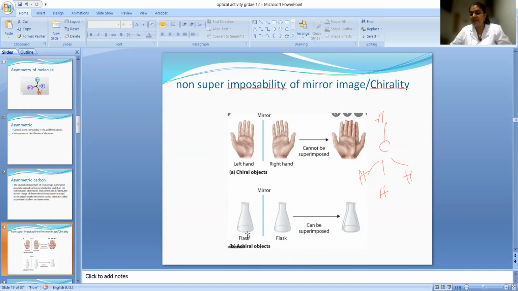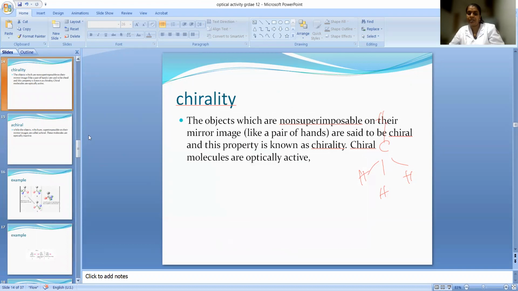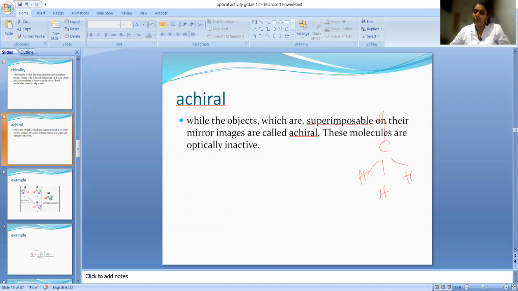Look at the flask. Here, when you keep one flask on its mirror image, it is completely superimposable, and that substance is called an achiral object. So we already learned what chirality is: the object which is not superimposable on its mirror image is called a chiral substance, and this property is known as chirality. And achiral means the object which is superimposable, just like a conical flask on its mirror image.